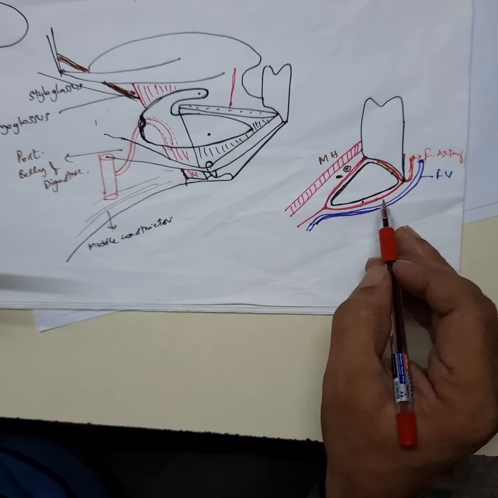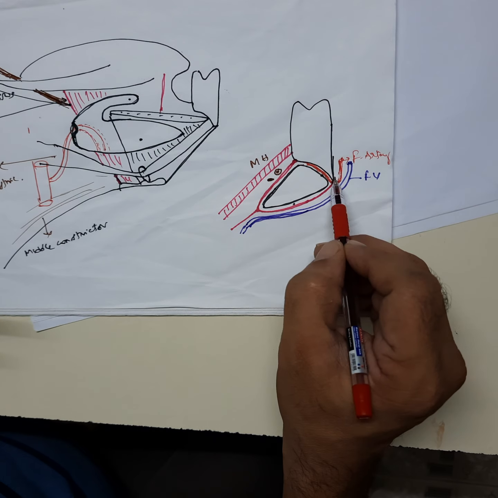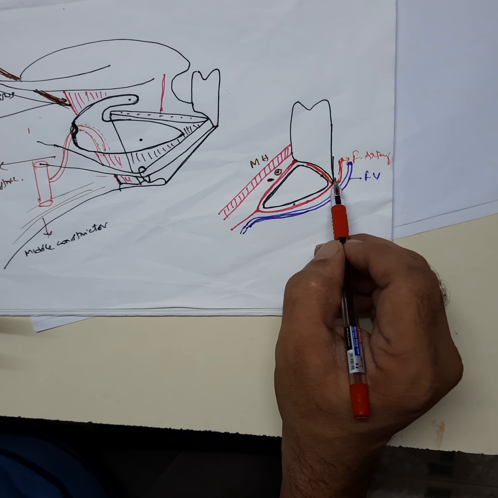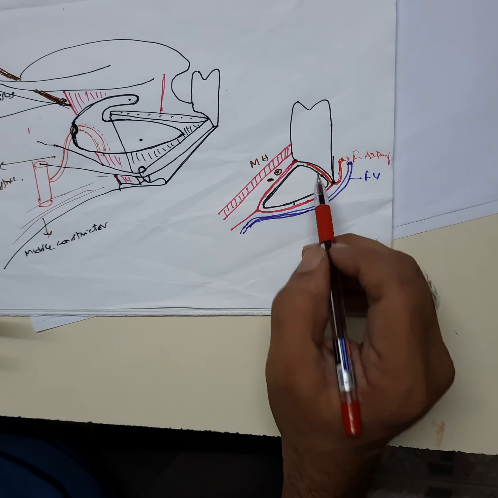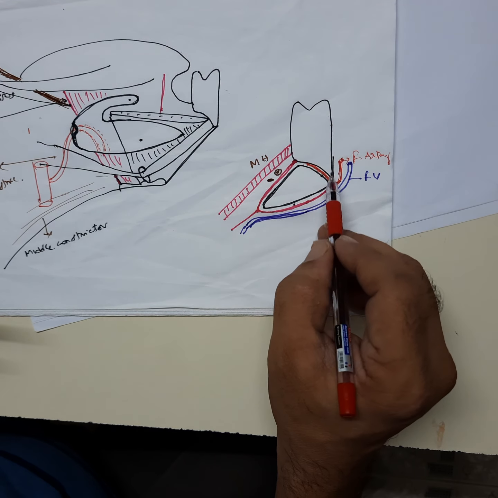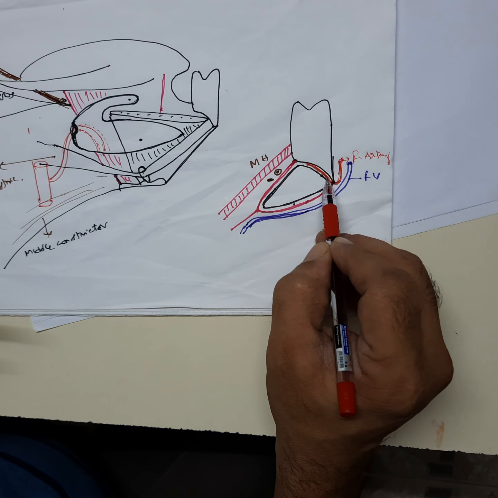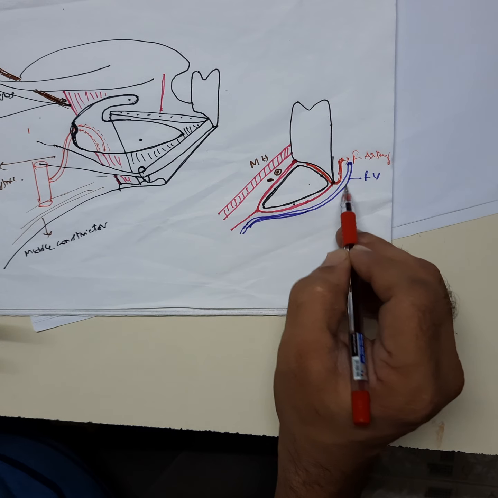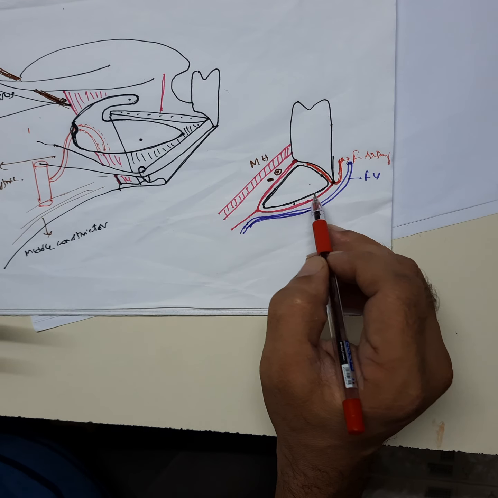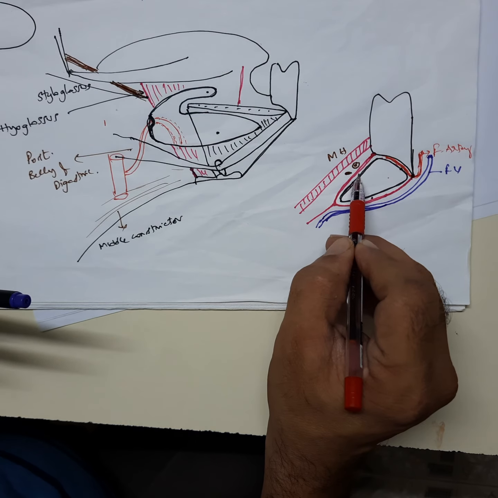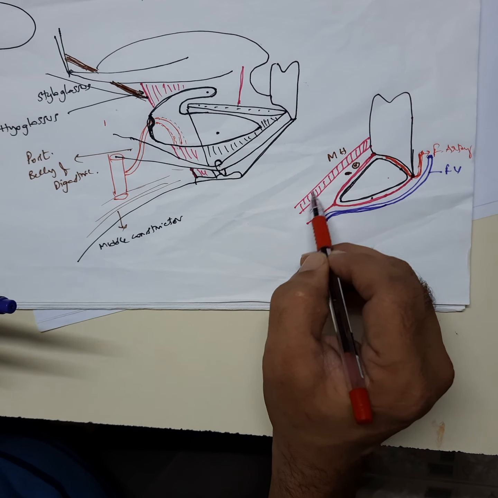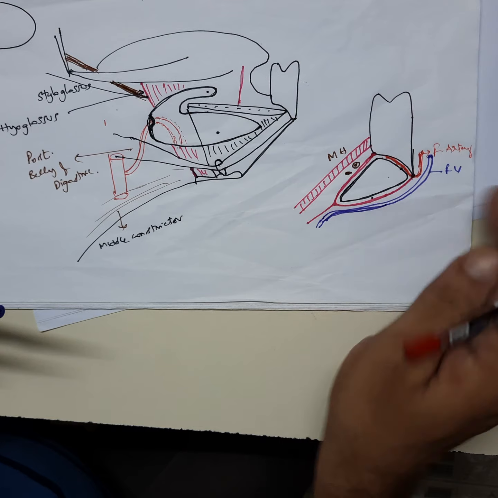The lateral relations of this gland are, outside the mandible there is the masseter muscle. So, skin, masseter muscle and mandible, then the facial artery, and then comes the gland, the facial vein and the facial artery. And on the medial side, you can see the mylohyoid vessels, mylohyoid nerve and the mylohyoid muscle as the relation.